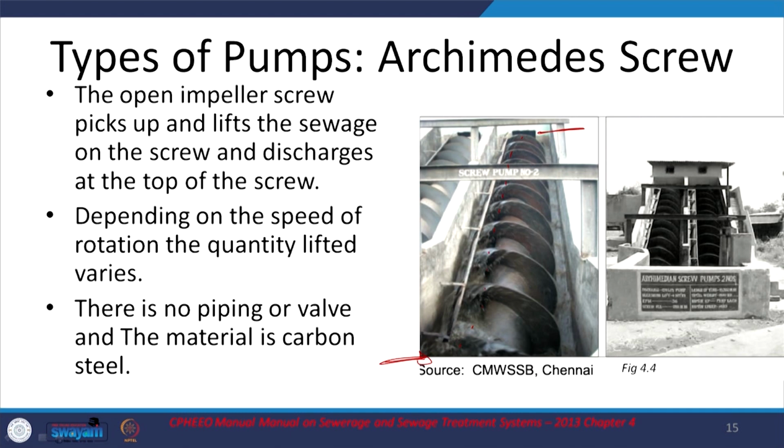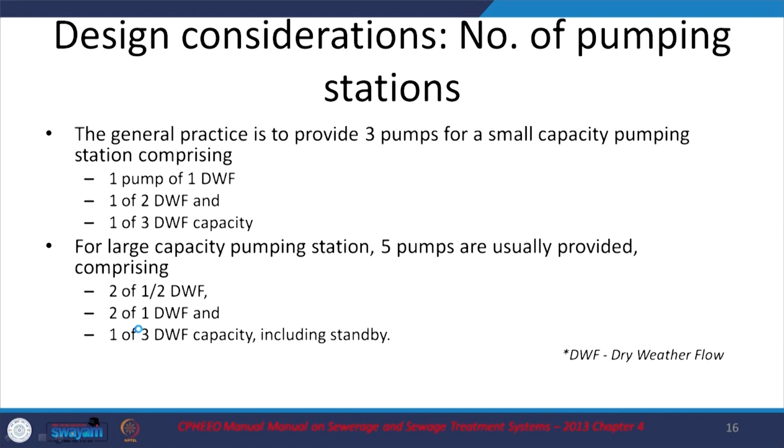The open impeller screw picks up and lifts the sewage. Depending on the speed, obviously the quantity lifted varies. As you can see, there is no piping or valves, and the material is carbon steel with relatively less maintenance, but again there are always pros and cons with respect to the flows.